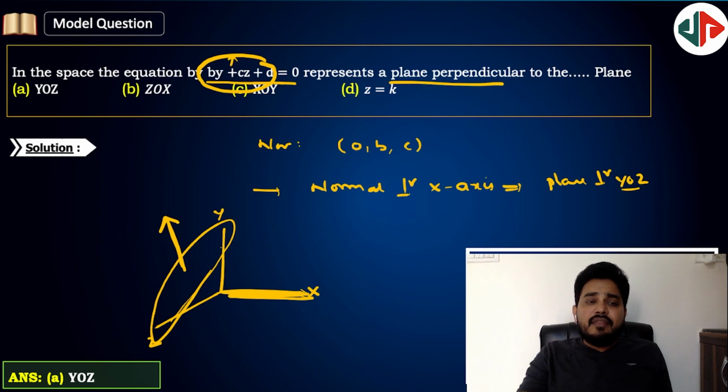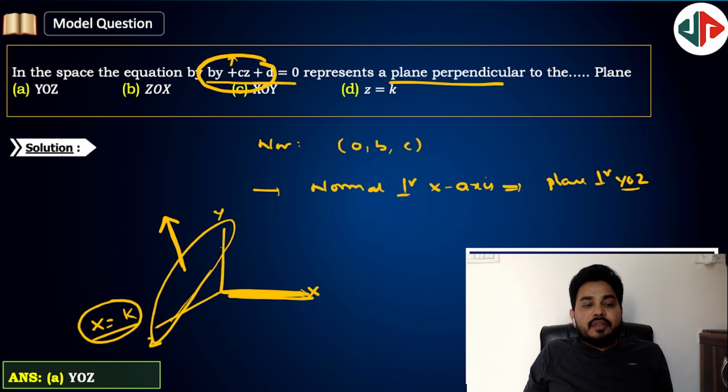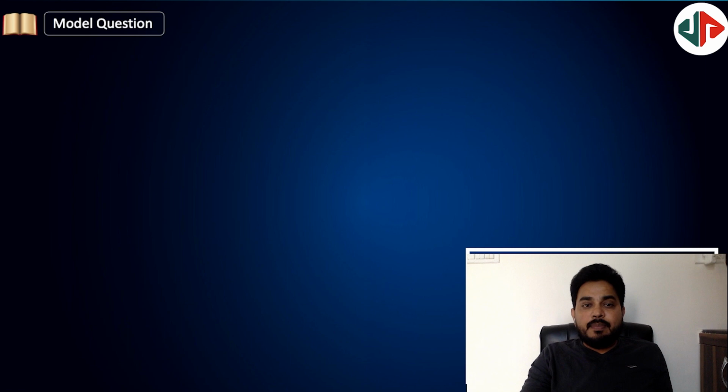Because if I want to write any plane perpendicular to this one, you will be writing x = k. This is the plane perpendicular to YOZ. So this plane represents a plane parallel to the YOZ plane. So here this and this are perpendicular. So it is the YOZ plane.